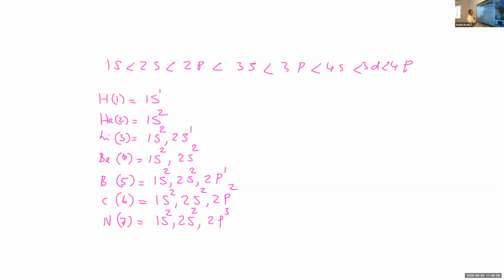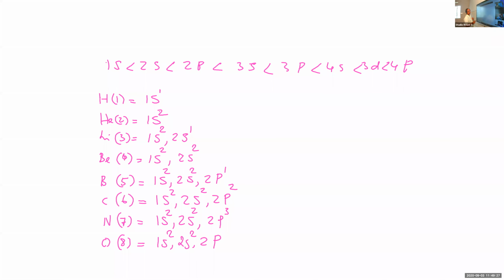And atomic number 8, that is oxygen. Oxygen, there are 8 electrons, and the configuration will be 1s2, 2s2, 2p. How many electrons will be there? Alvin?